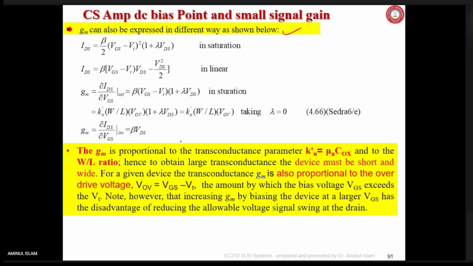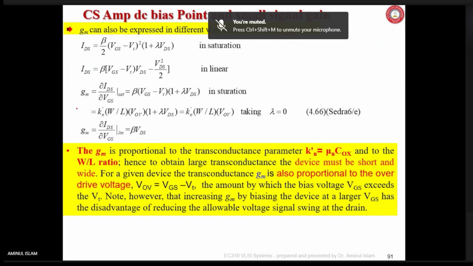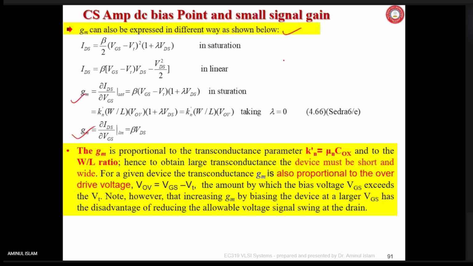So GM can be expressed in different ways, and we are discussing it here. You see, the GM is discussed in different ways here.